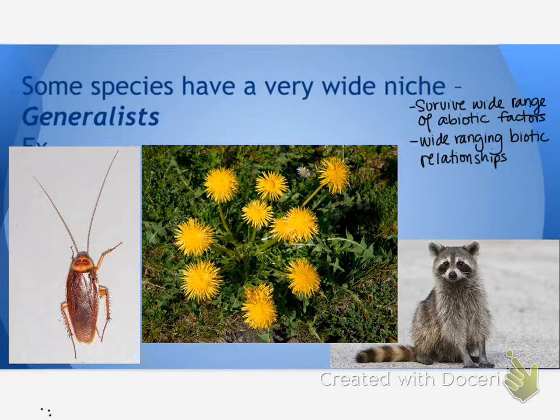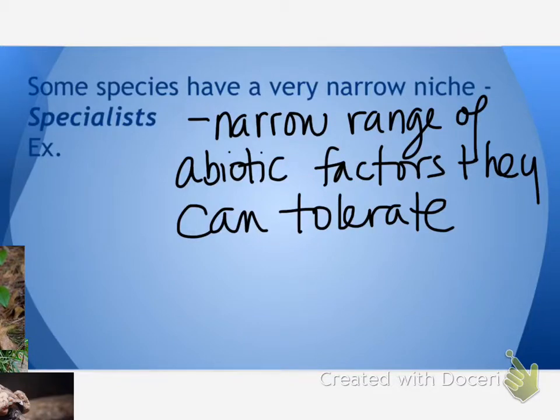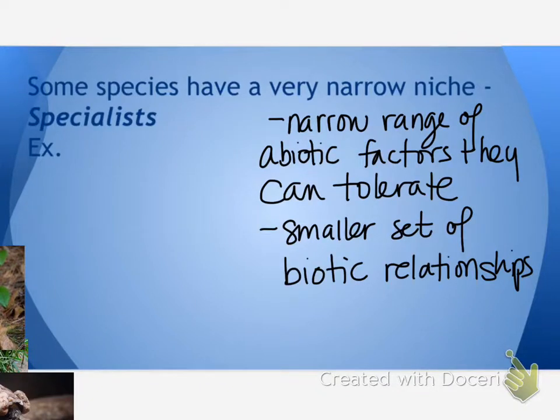Now, let's talk about the other end of the spectrum. There are species that have a very narrow niche. They're called specialists. And specialists typically have a pretty narrow range of abiotic factors they can tolerate, and they also tend to have a narrower set of biotic relationships. So, to keep things nice and even, let's start off with a mammal example of a specialist. Narrow range of abiotic factors, smaller set of biotic relationships.